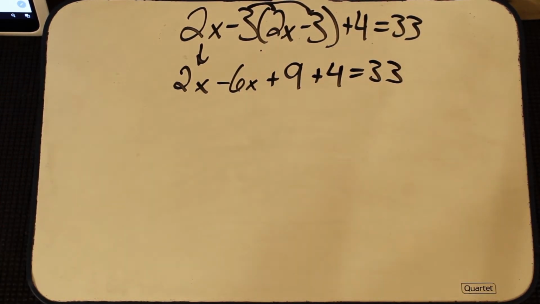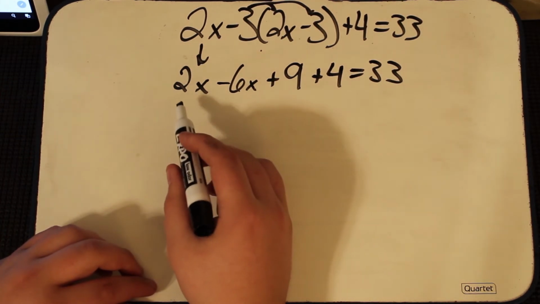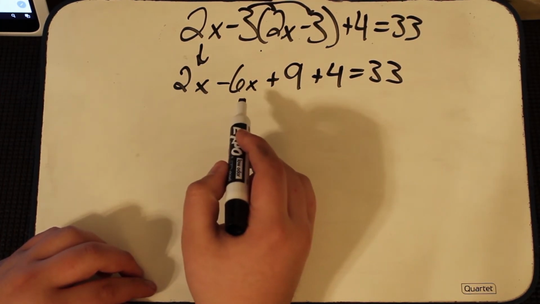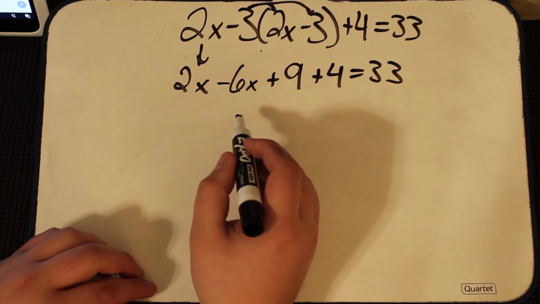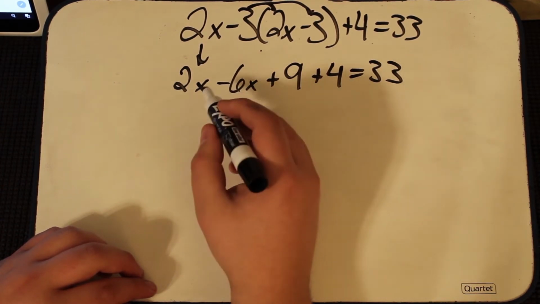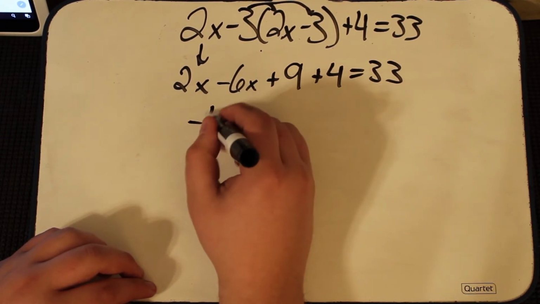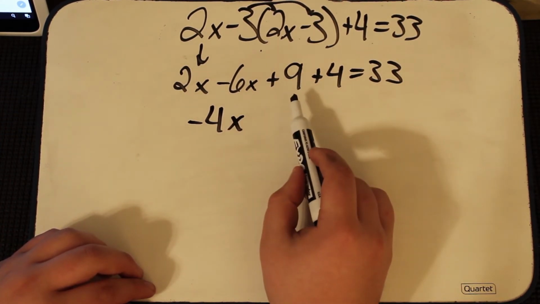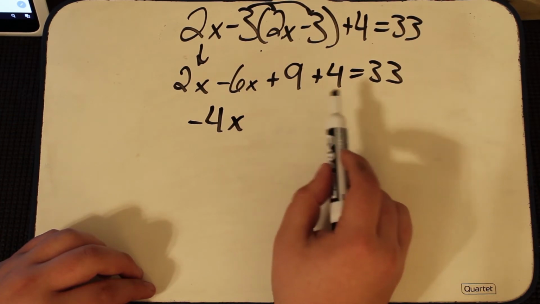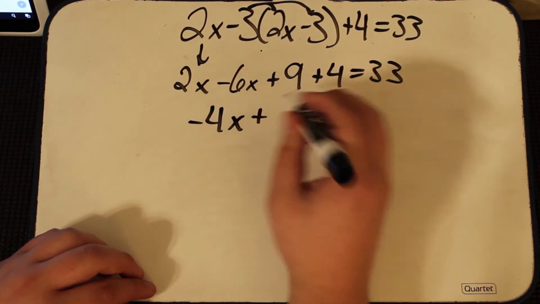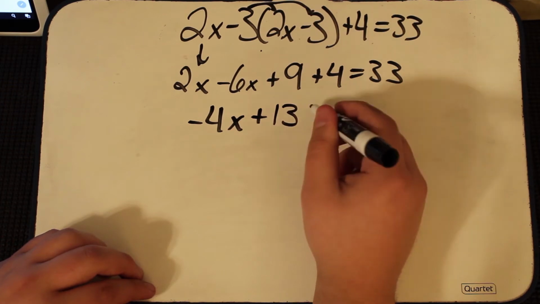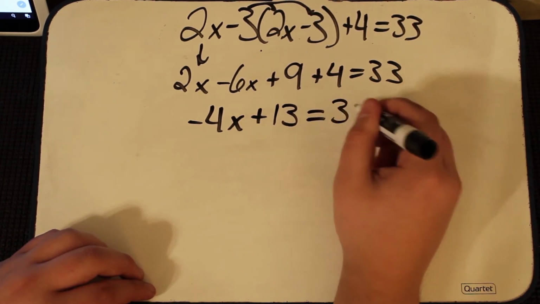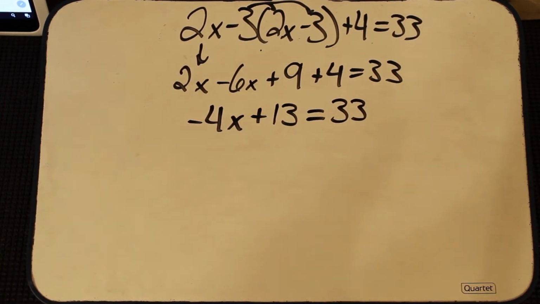Well, if you remember from yesterday, we can collect these terms together and make one thing. So if I collect my x terms, I have 2x minus 6x. Well, let's put that together. 2 minus 6 would be a negative 4, and then we keep our variable. Next we have 9 and 4. So 9 plus 4 would be equal to 13. And then we keep our equals 33 from before.